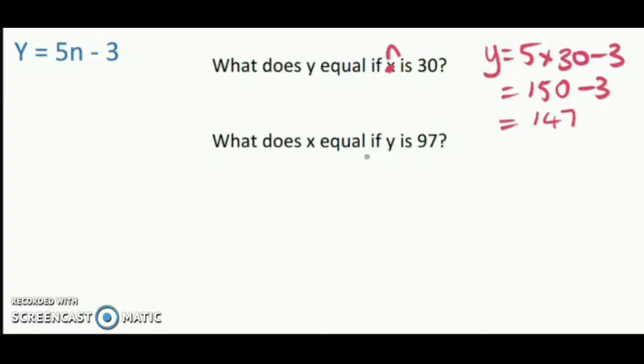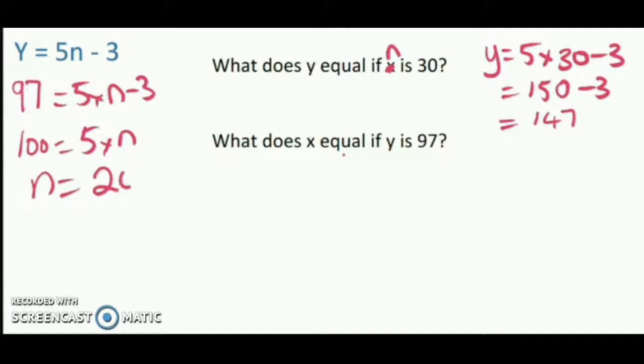Working backwards, what could the x have been equal to if the y was 97? So if this was 97, 5 times n, 5 times something, minus 3. What if we hadn't minus the 3? We would have been at 100. 5 times what? Because it's 100. N has to be 20. 5 times 20 is 100.